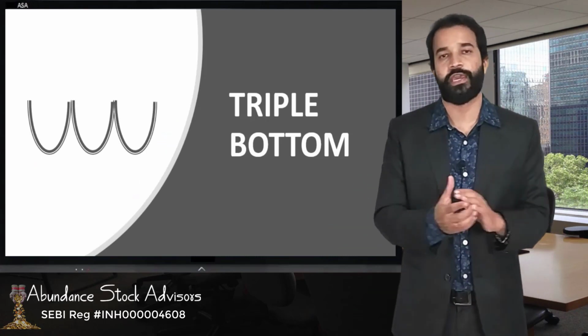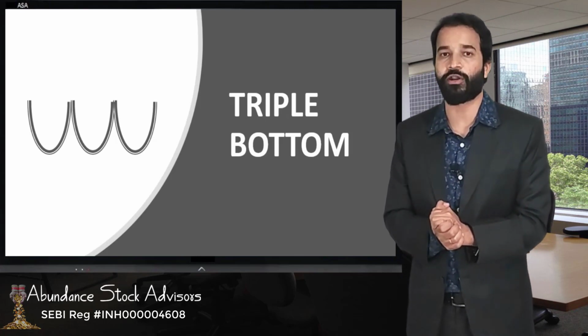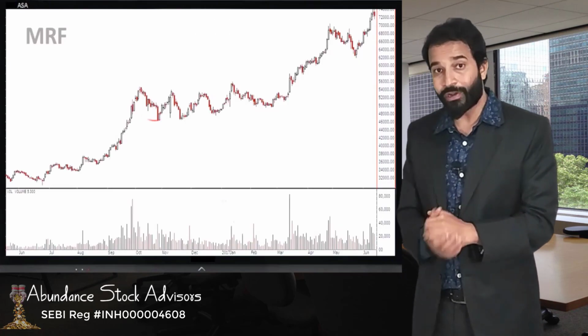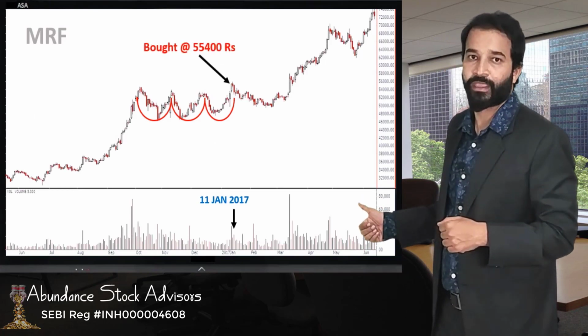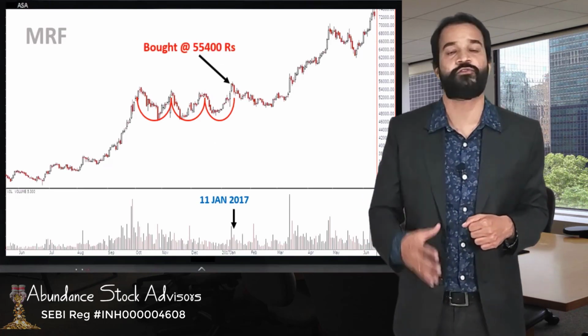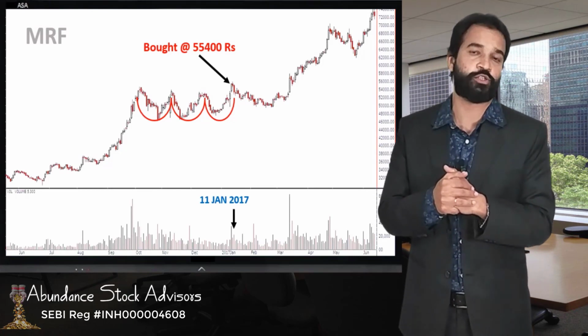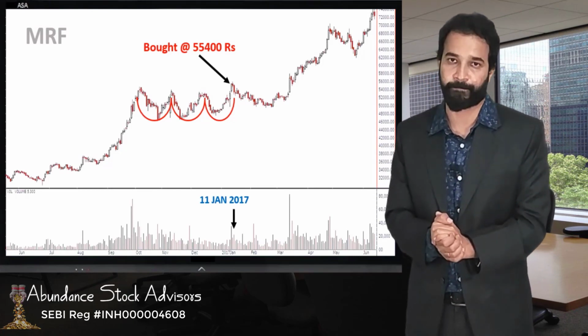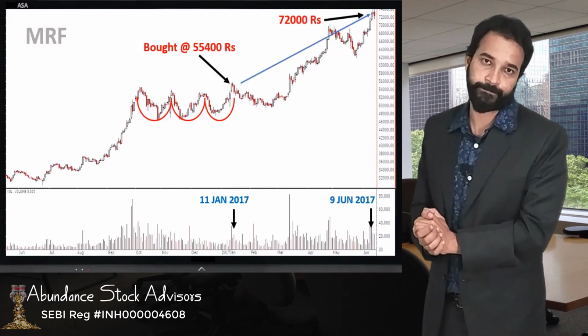Now let's see our third chart pattern, which is called as a triple bottom. This one too is a bullish pattern, very similar to the double bottom. It's just that instead of two bottoms, it has three bottoms. So on 11th Jan 2017, this pattern was seen in MRF. We recommended MRF with buying price of 55,400 rupees. Expected target was 72,000 rupees to be achieved in like less than a year. In just 6 months' time, the stock had hit its target.